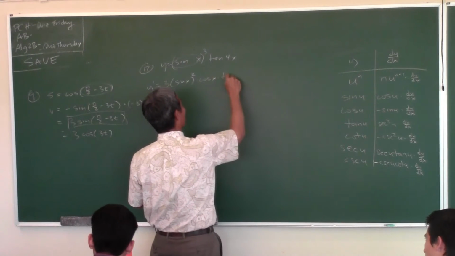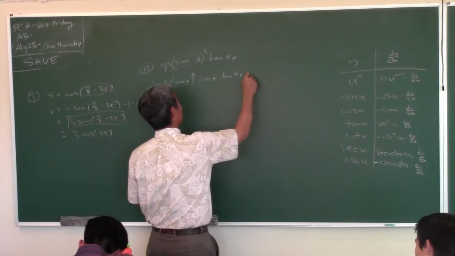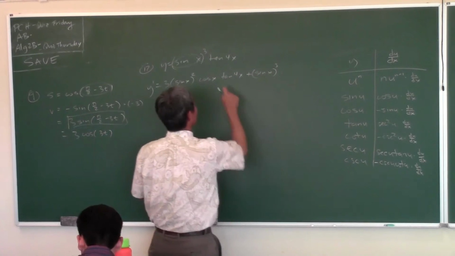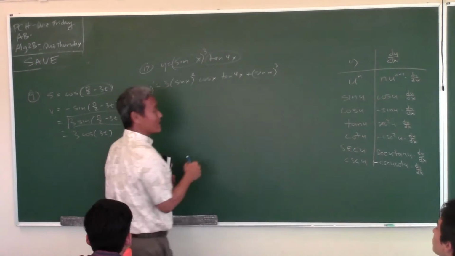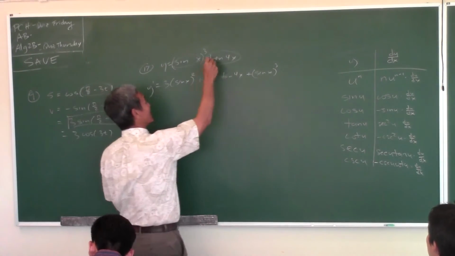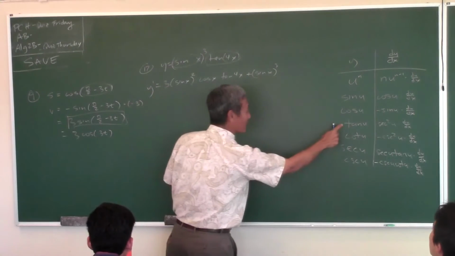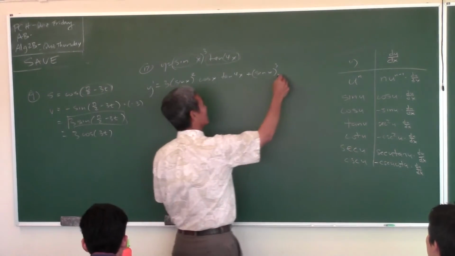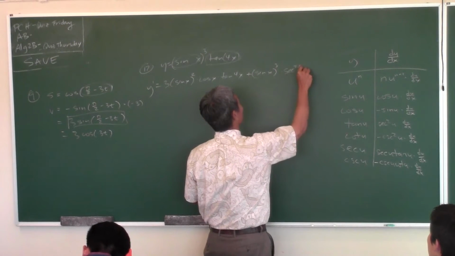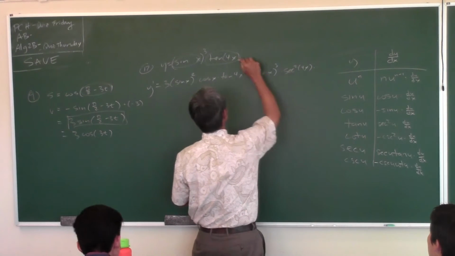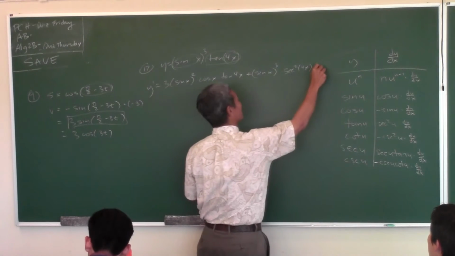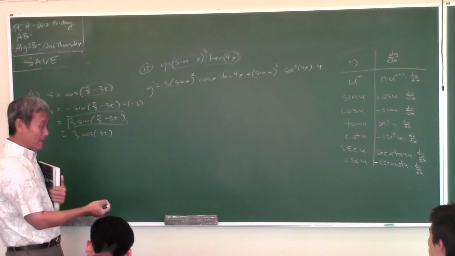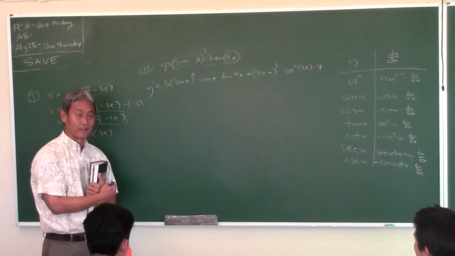Then you leave the second one alone. Plus, now you leave the first one alone times the derivative of the second. Now, what do I see as the second one? I see tangent box right here. So what is the derivative of tangent box? Secant squared box times the derivative of that box, which is 4. So if you don't multiply by the derivative of box, it's a fatal error already.